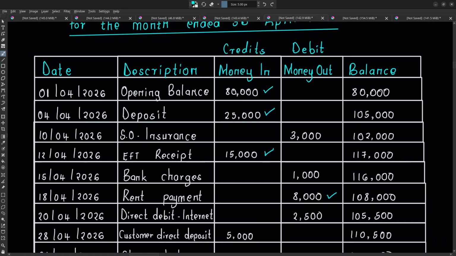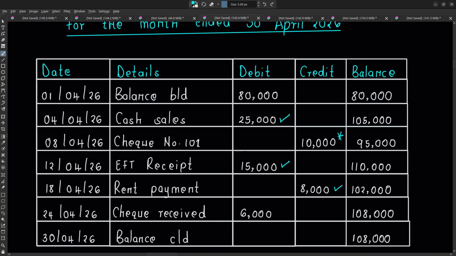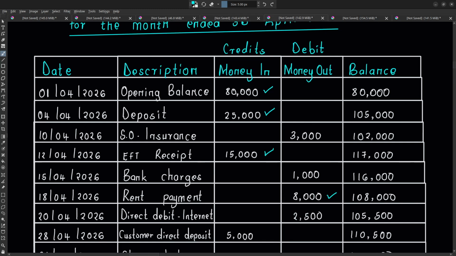We come check it here, we don't have any 6,000. So what are the differences so far? One thing, from the cash book side, we cannot trace 10,000 and we cannot trace 6,000, right? Then on the bank statement, we also have to check what are the things that we have not traced on the cash book. We cannot trace this 3,000.